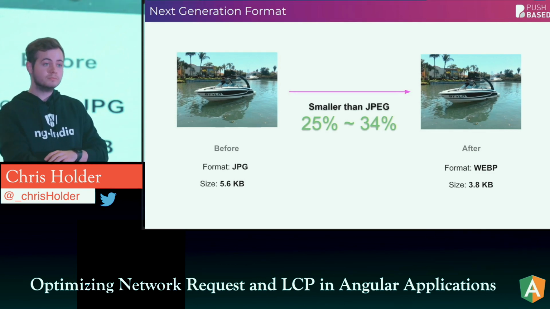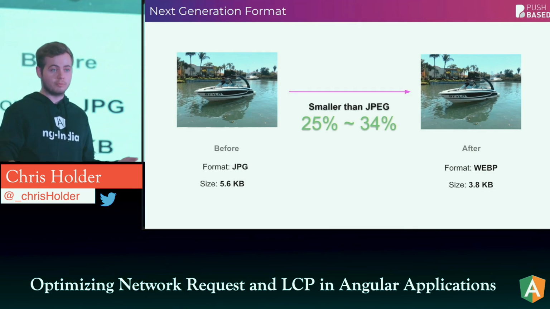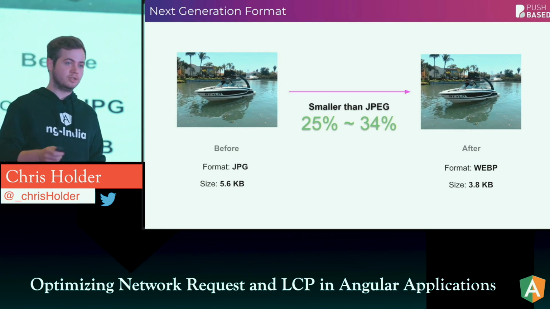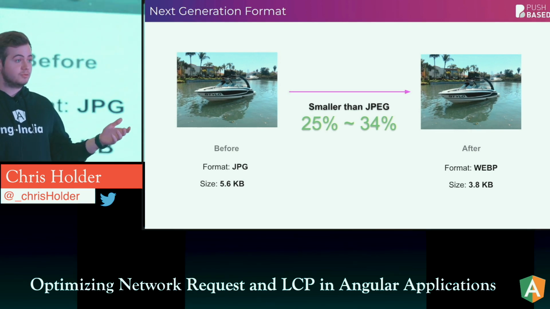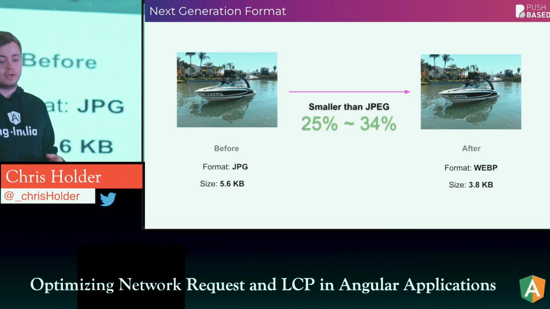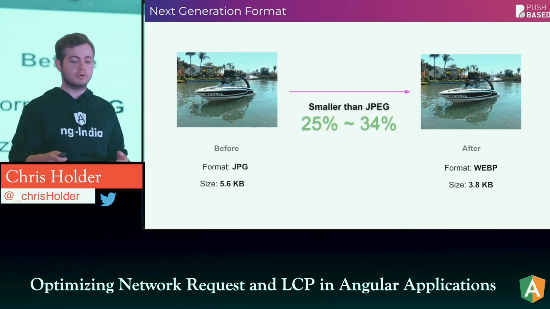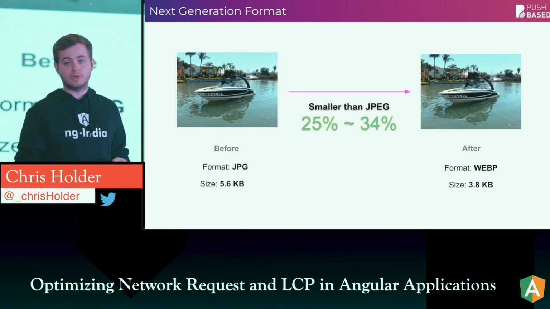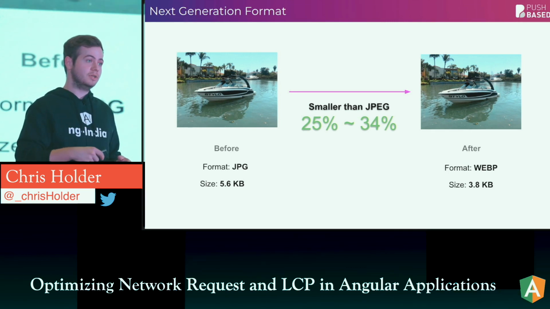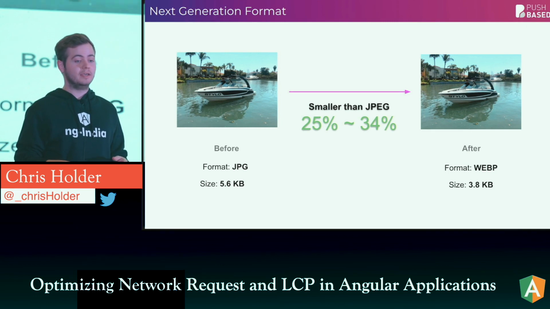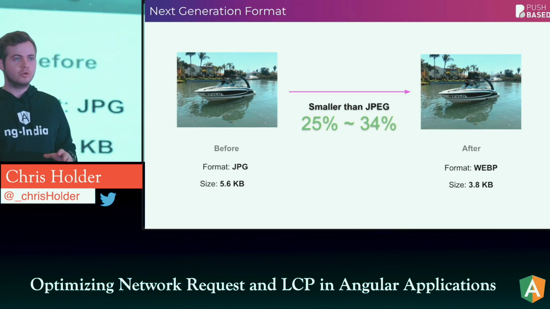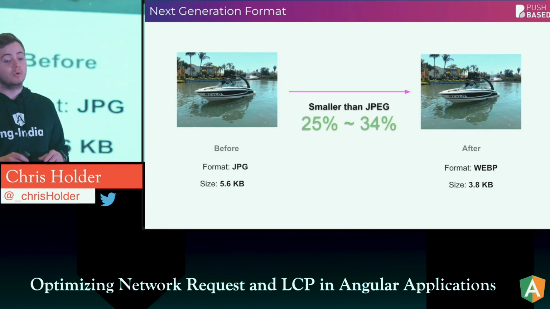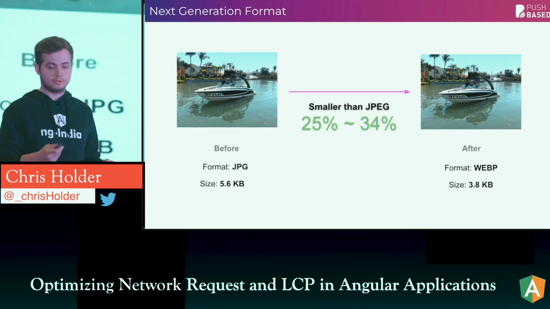The next thing that we can do is use a next generation format. Most websites actually end up using JPEG or PNG, but there are other formats that are much more performant for downloading things on browsers. For example, we have WebP, and here you'll see that on average a JPEG image will be 25 to 35% smaller when converted to WebP. This is for lossy compression.